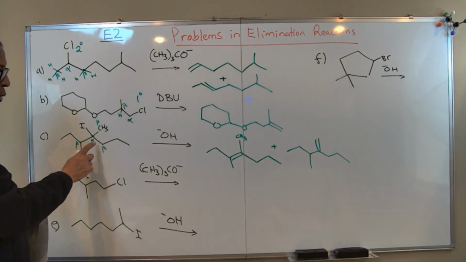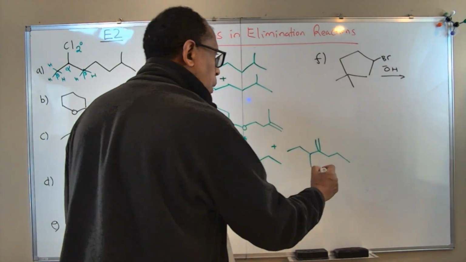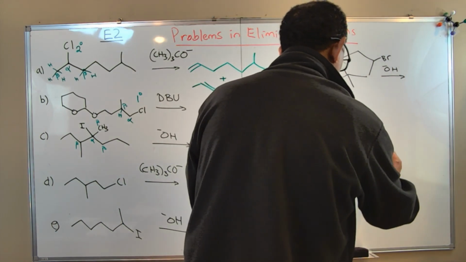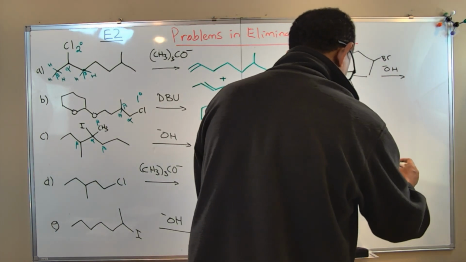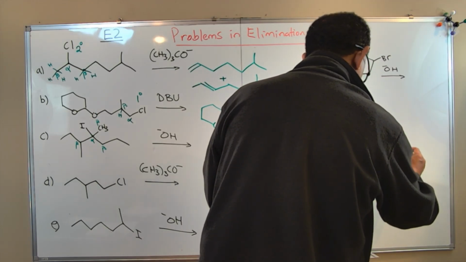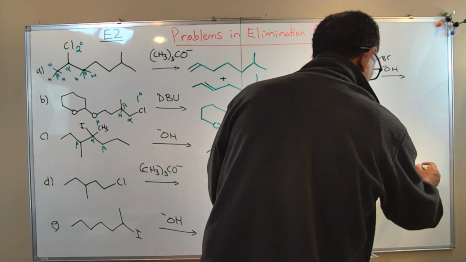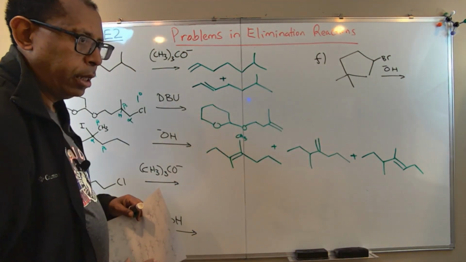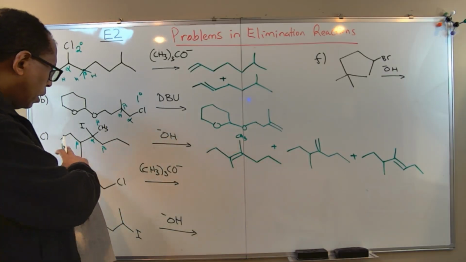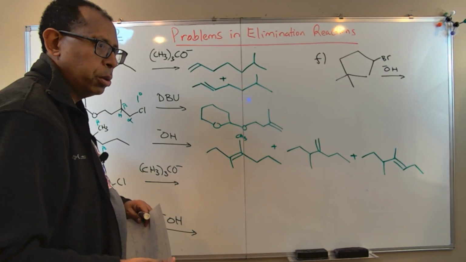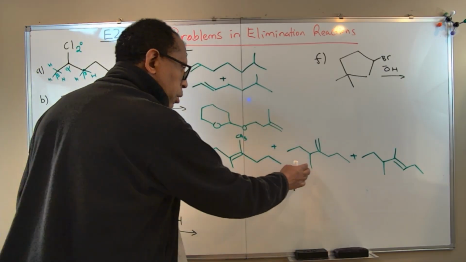Now we are going to do it from this beta carbon as well. So the third one would be this. This is the third one. 3 different alkenes. Remember, 3 beta hydrogens possible, 3 different constitutional isomers. These are constitutional isomers.